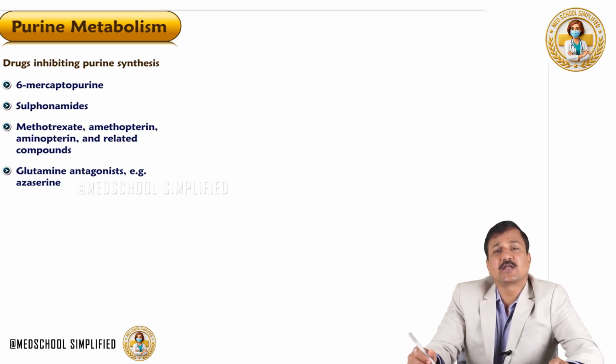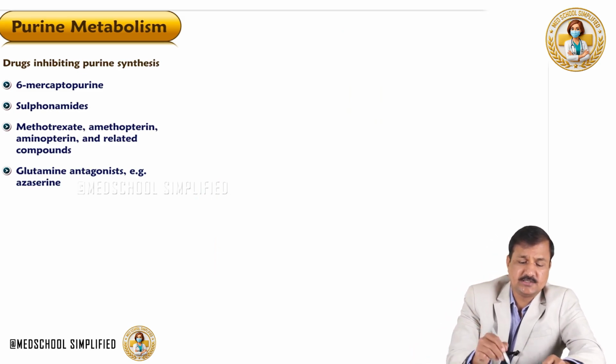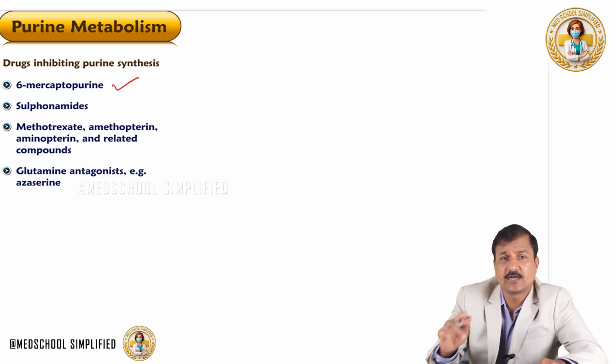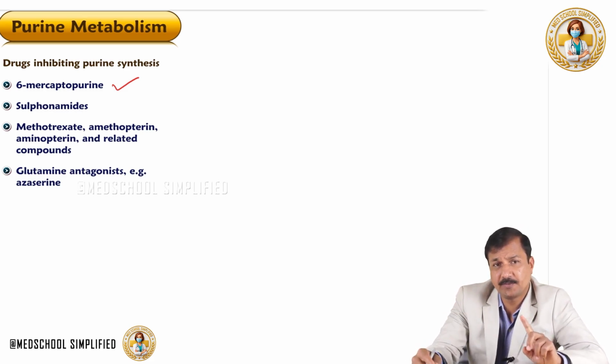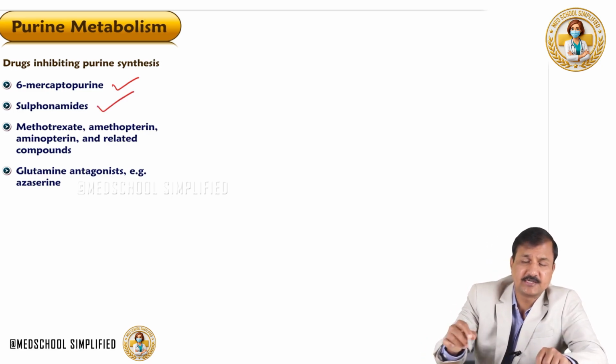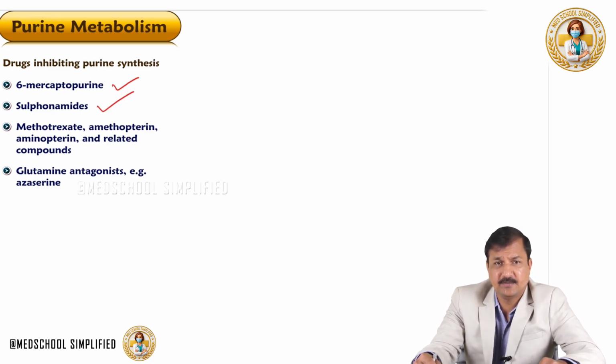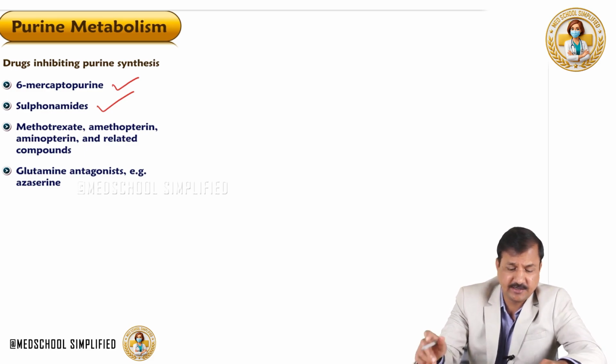Now, the drugs that inhibit purine nucleotide biosynthesis. 6-mercaptopurine, as I already told you, inhibits 3 enzymes in purine nucleotide biosynthesis: the rate determining enzyme PRPP glutamyl amidotransferase, then adenylosuccinate synthetase and IMP dehydrogenase. These are the 3 enzymes inhibited by 6-mercaptopurine. Then the sulfonamides inhibit formation of folic acid by inhibiting the dihydropteroate synthetase enzyme, thereby inhibiting folic acid synthesis in bacteria.